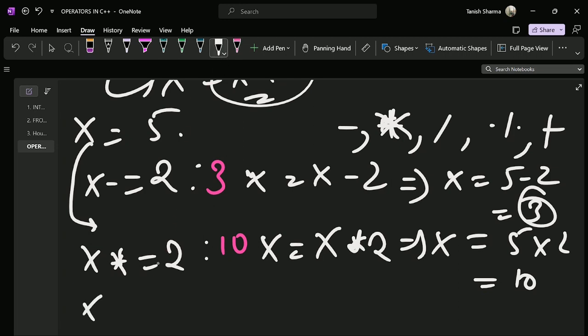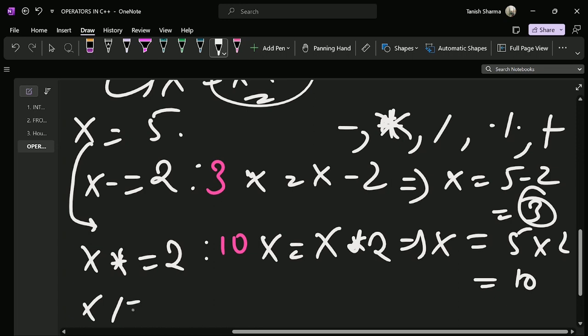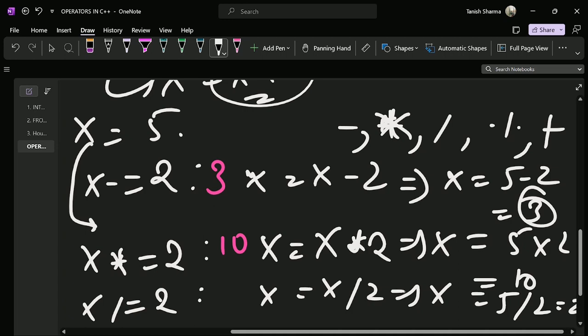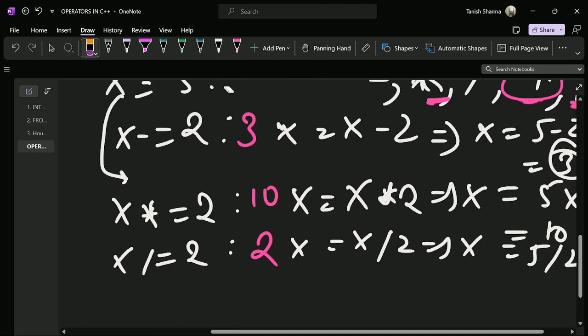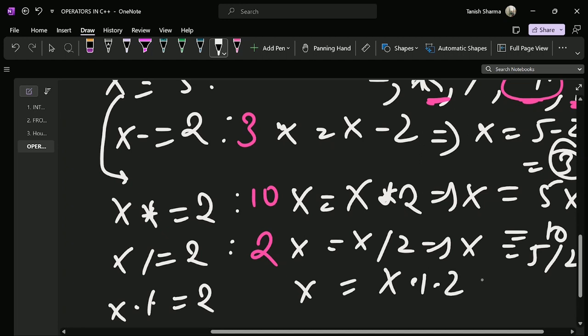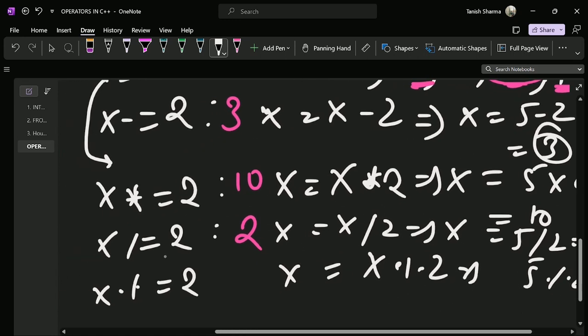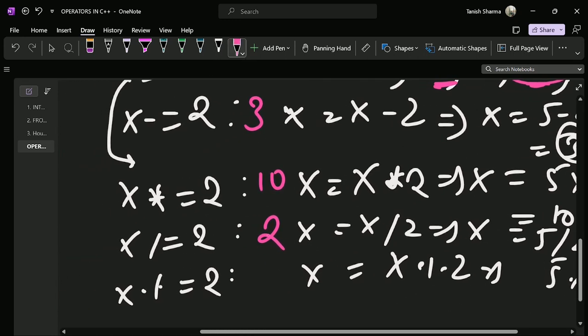Similarly, if we go like x divide is equal to 2, this means x is equal to x divided by 2, that is x is equal to 5 divided by 2, that is eventually 2, okay? So it will be getting value as 2. The remaining one is x modulo is equal to 2. That would simply mean x is equal to x mod 2, that is 5 mod 2, and the value would be 1, okay? So with this we'll be getting 1.